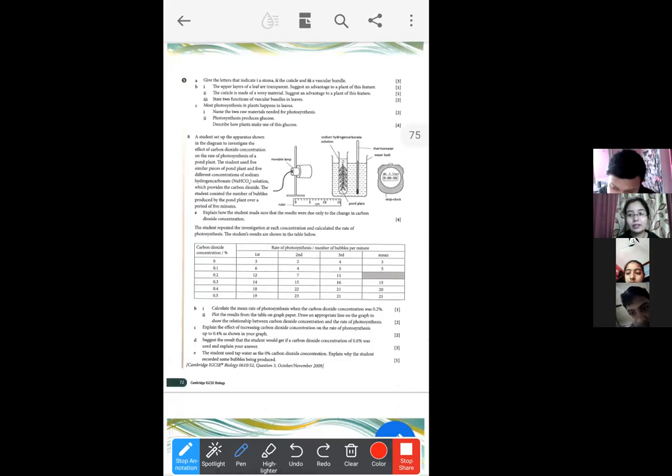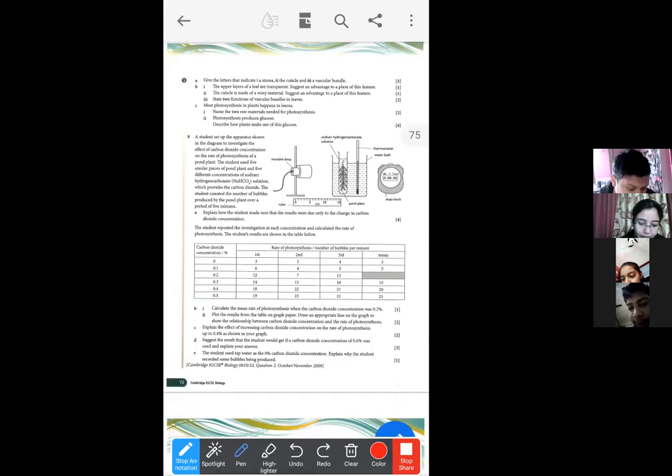Where the concentration of sodium hydrogen carbonate is less, that solution will provide less carbon dioxide to the plant, and it will show another rate of photosynthesis. So to compare the rates of photosynthesis, they have used the different concentrations of sodium hydrogen carbonate.